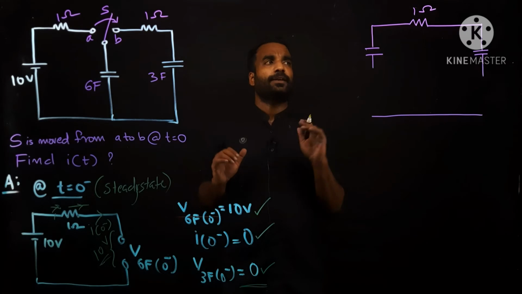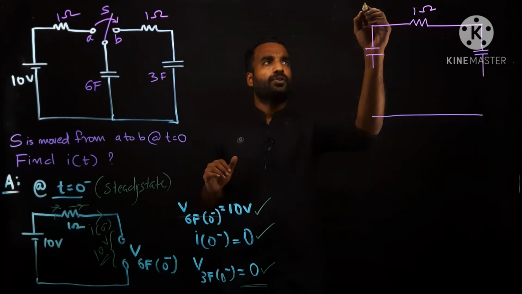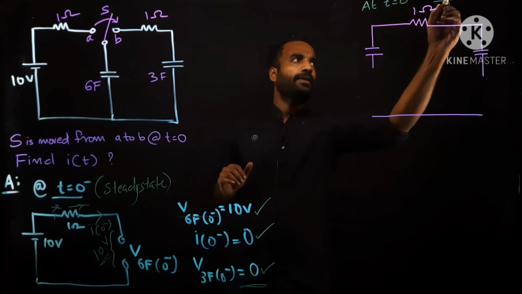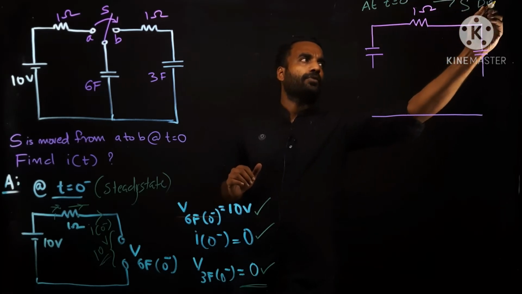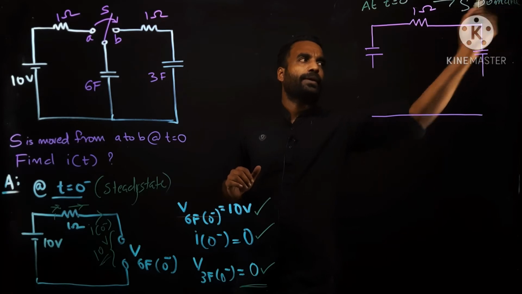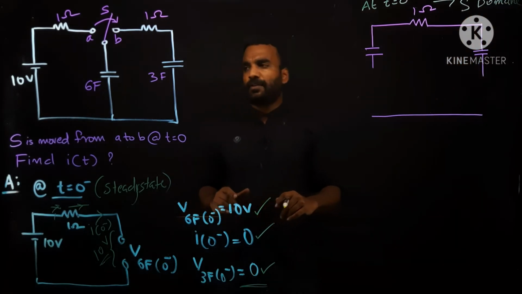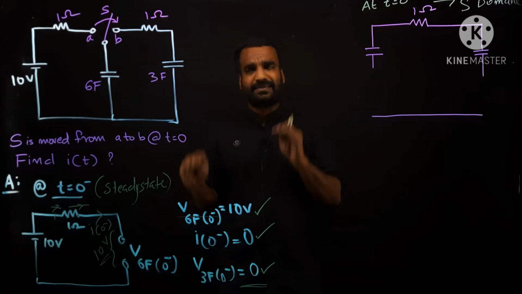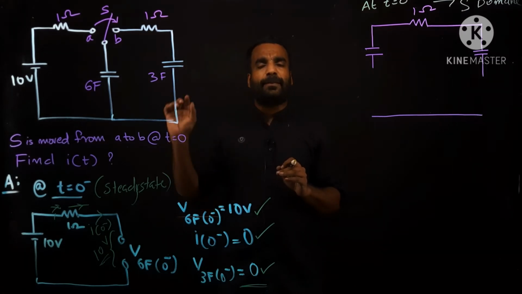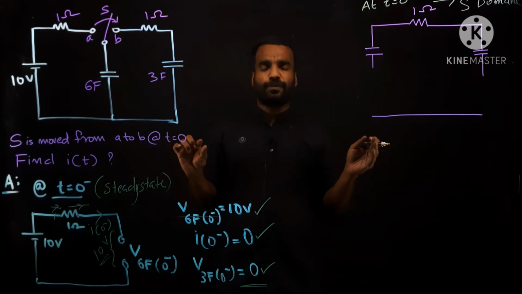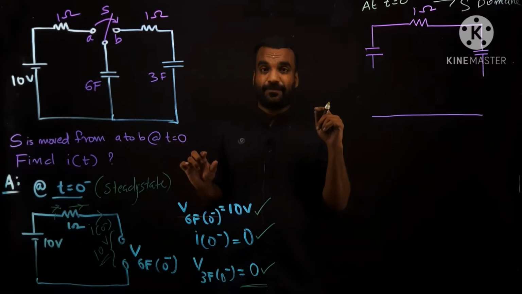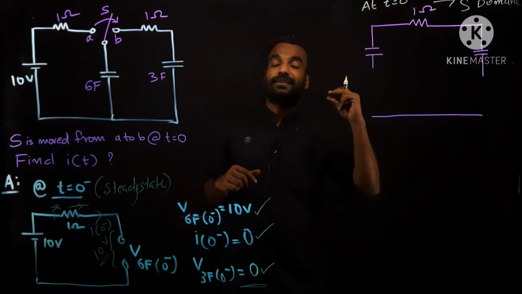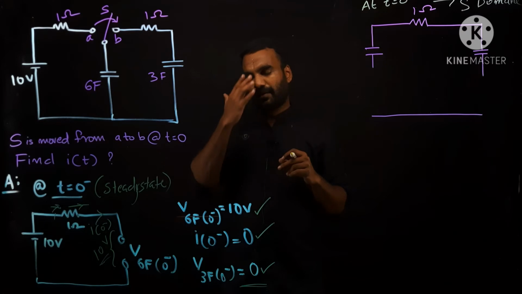Now this is the main area of the problem, where I am going to draw the circuit at t equal to 0 plus in S domain. From the initial conclusions I made in this lecture, we know that a capacitor in S domain should be represented by 1 by Cs. If an initial voltage is there, we have to connect the voltage source in series with it.